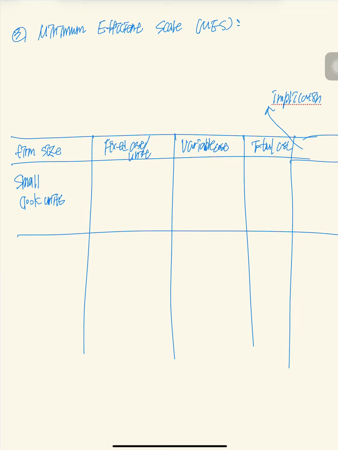In a small firm, fixed cost per unit is quite expensive because the volume is quite small. The variable cost is almost similar. Then total cost. And medium: 1 million units. Fixed cost is 10, variable cost is similar, and total cost is just 60.